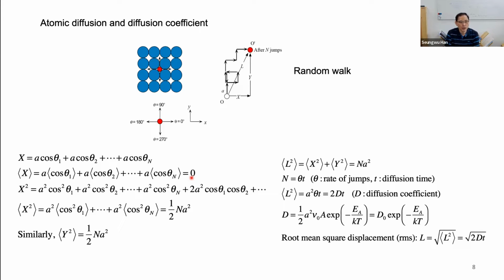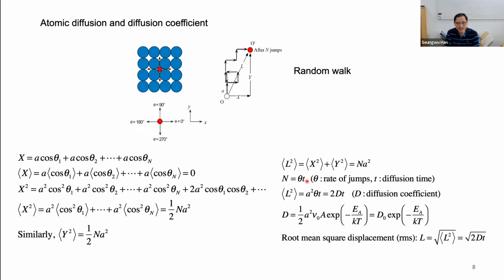So we want to know how far it went from the original position. For that, we have to calculate x squared instead of x, right? And if we take the average, now we have a finite quantity, half of n times a squared. Similarly, for the distance along the y direction, the expectation value of y squared is half of n a squared. And so the total squared distance from the original position is given by n times a squared.